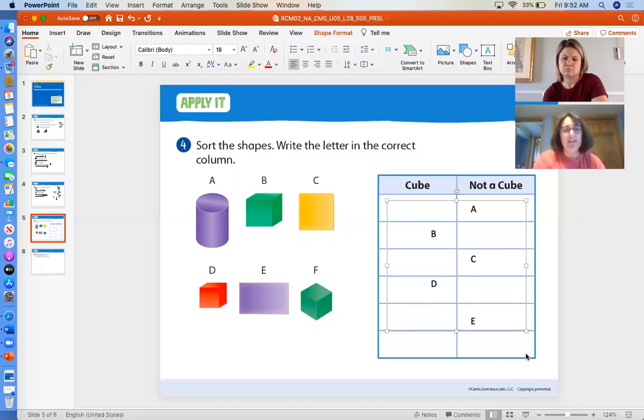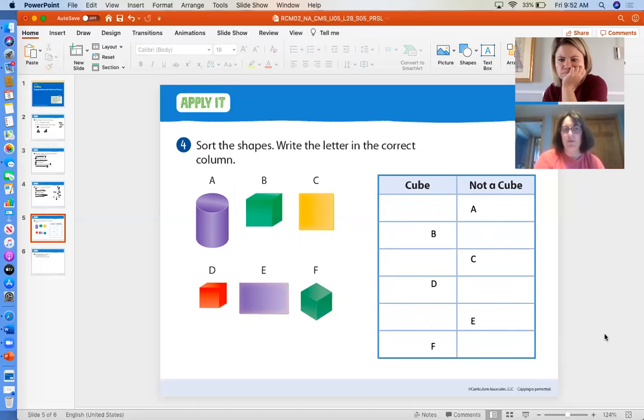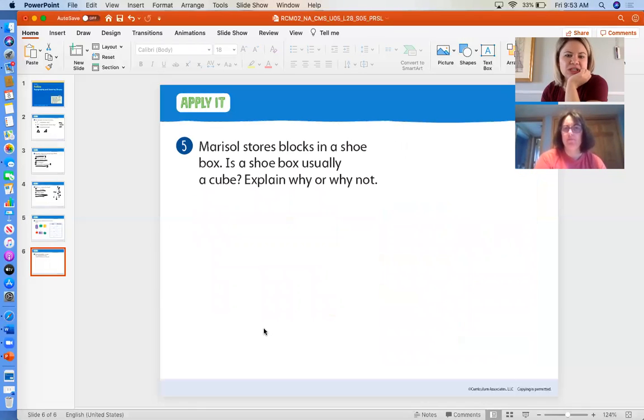And then I'm going to look at the last one, F. And again, it has the squares. If we wanted to count all the vertices and all those things, it would be a cube. So F is also a cube. So we were at 3 and 3. And I skipped lines, but I don't think you have to. No. Okay.